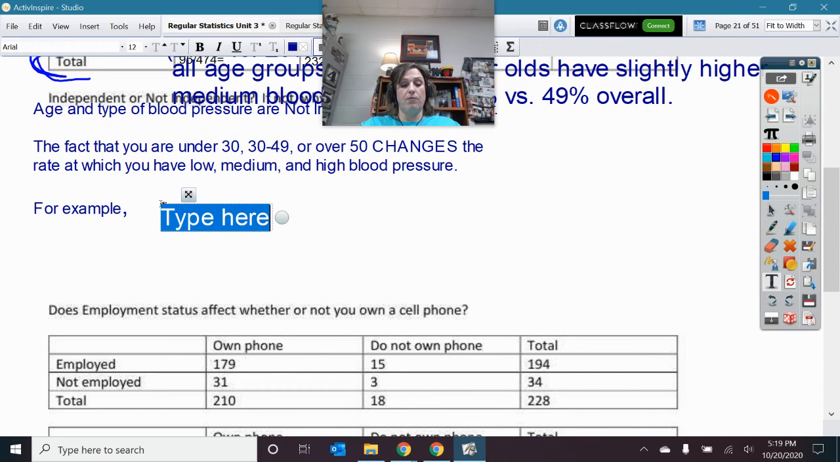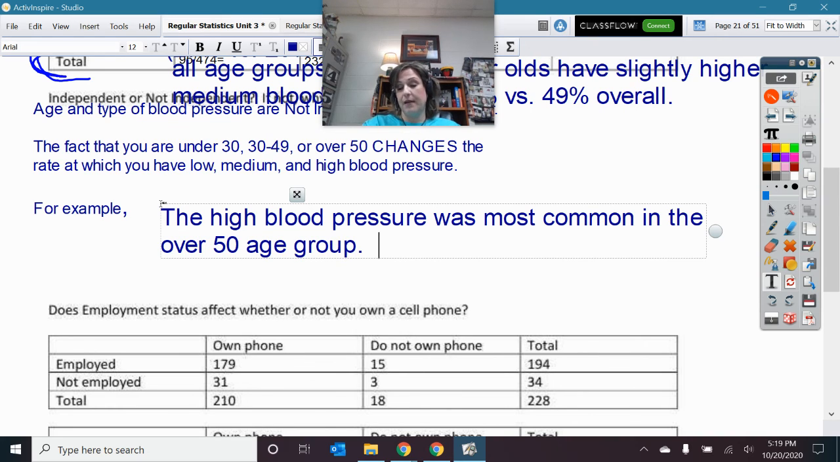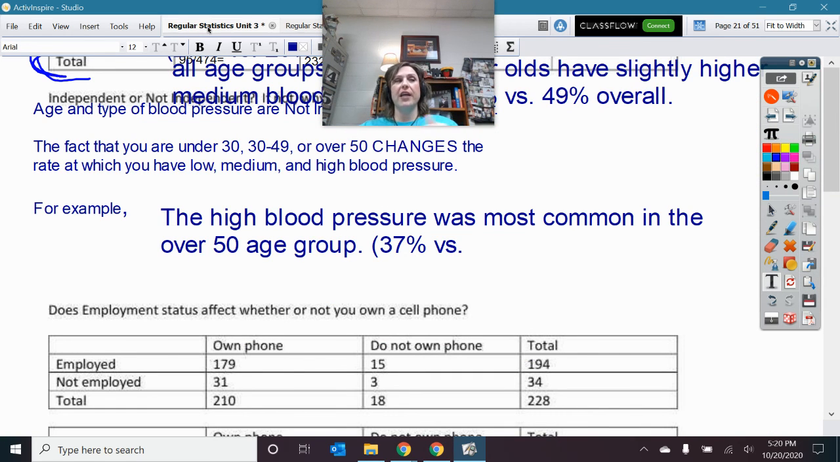The high blood pressure was highest, or most common, whichever, most common in the over 50 age group. And I'm just going to put the numbers in. It was like 37% versus what was it overall? See how I'm comparing it to overall because there's just different things going on. When there's more than two groups, comparing it to the overall is simpler. 37% versus 31% overall. But see how I'm saying overall?